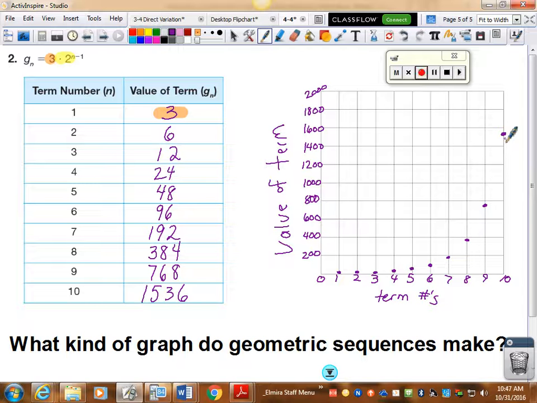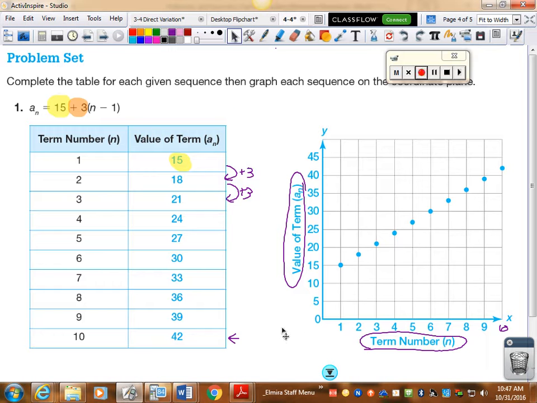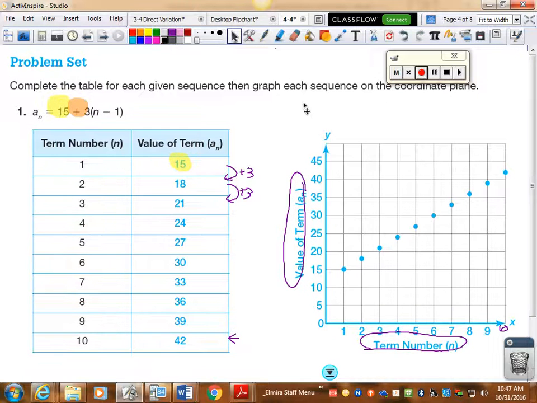Okay, so what kind of graph do geometric sequences make? They make exponential, and if I go back and look at number 1, that was the example one done for you. That makes a linear. Arithmetic makes linear graph.